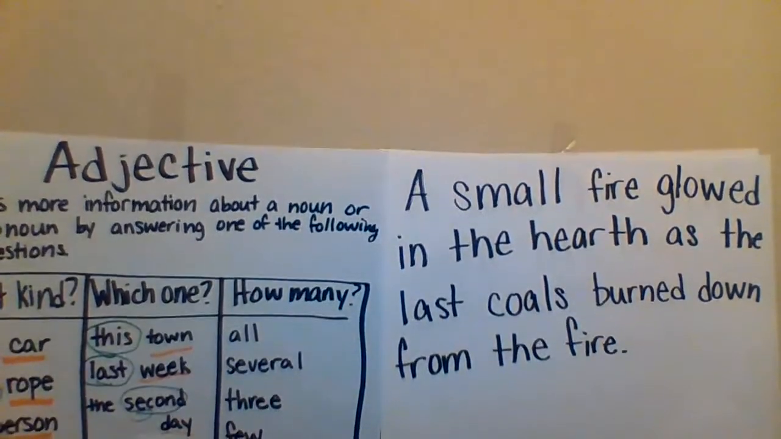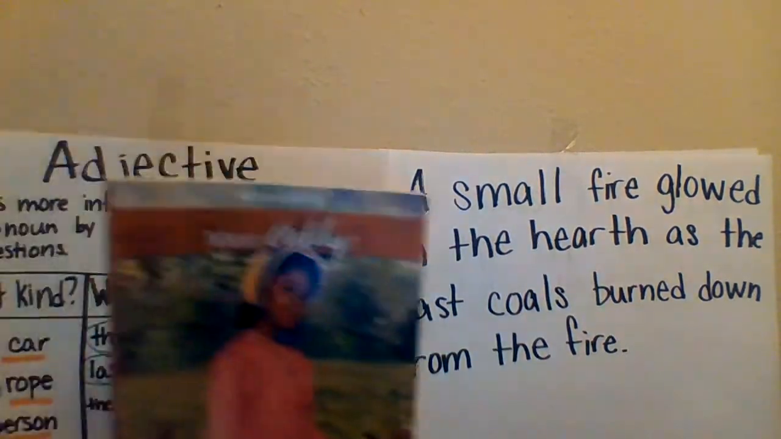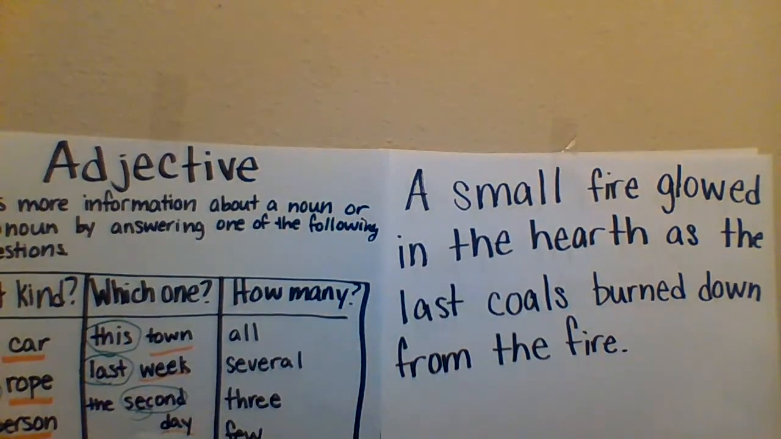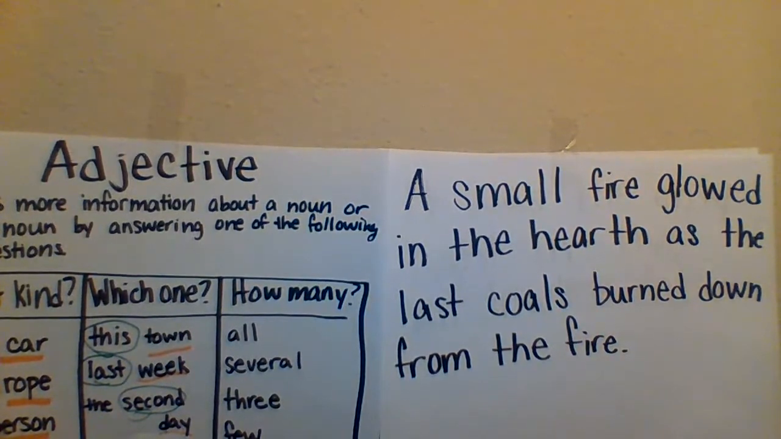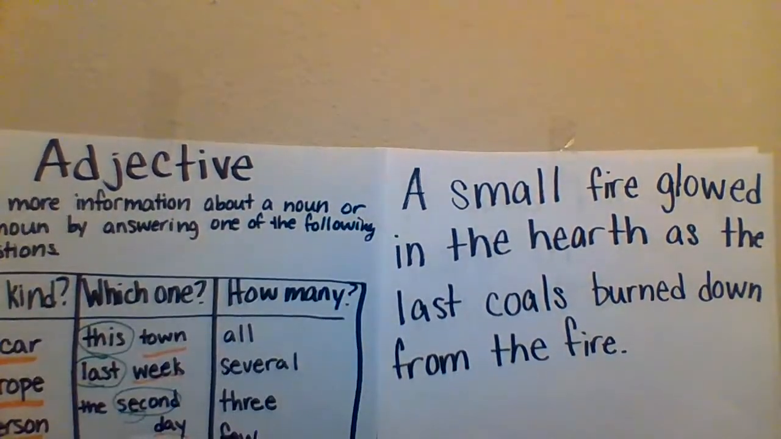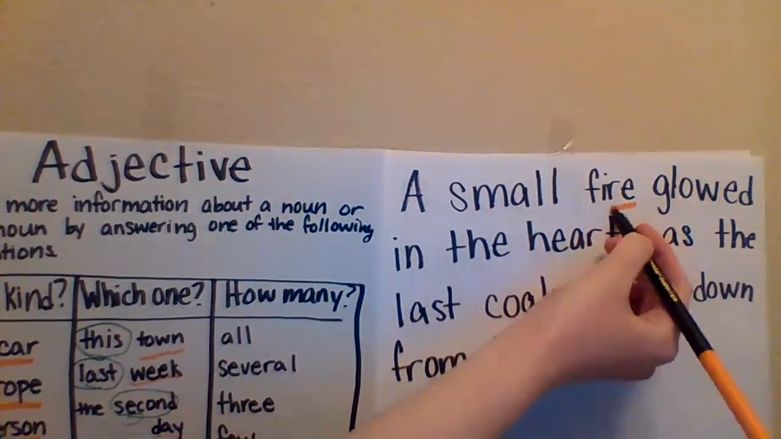Okay, so let's focus on this. This is a sentence from the book that I just showed you. This is one of the first sentences in this book. It says, "A small fire glowed in the hearth as the last coals burned down from the fire." So what I'm going to do to help me out, now you don't have to do this, but this helps me, I'm going to underline the nouns. Remember, nouns are people, places, or things. So be careful. A lot of times people just start underlining everything, but really read through it and find the noun. So the first noun that I see is fire. I'm going to underline that.